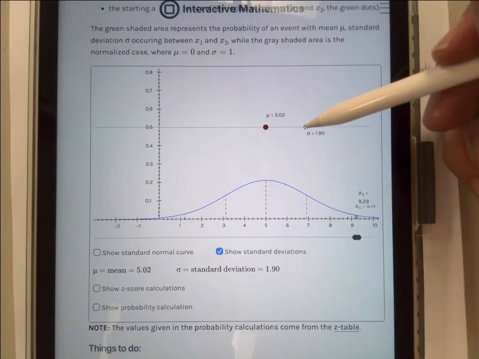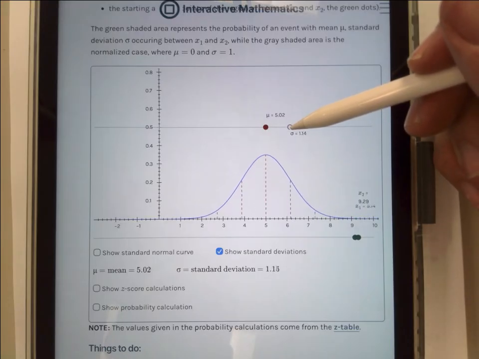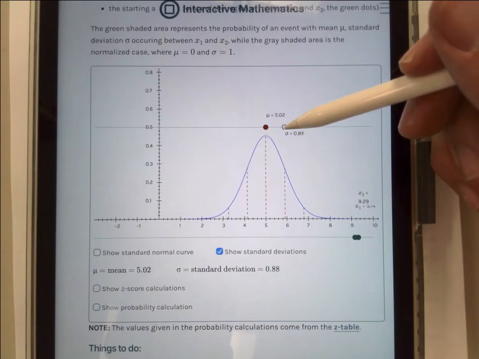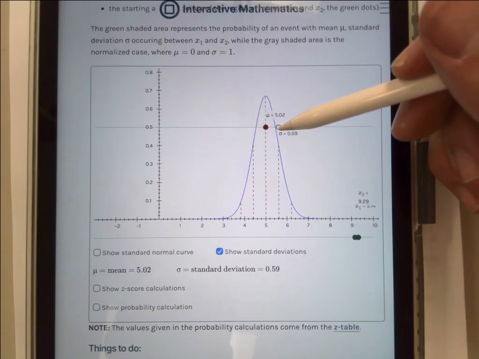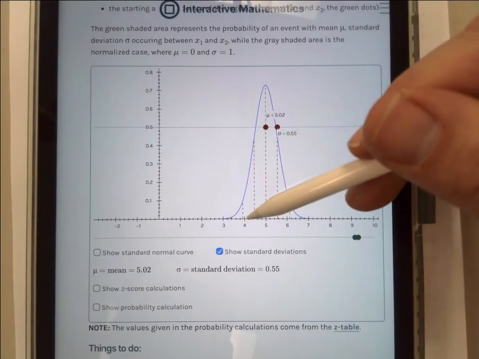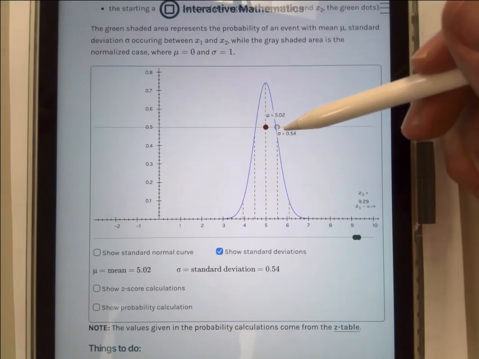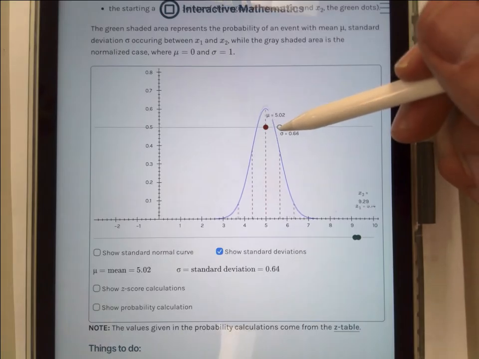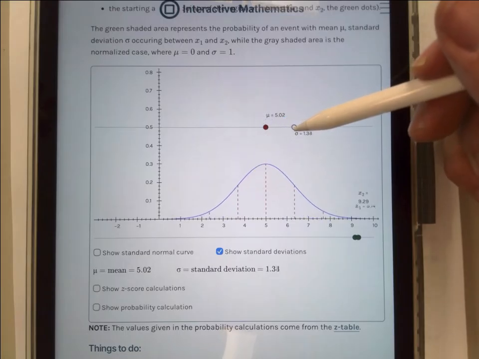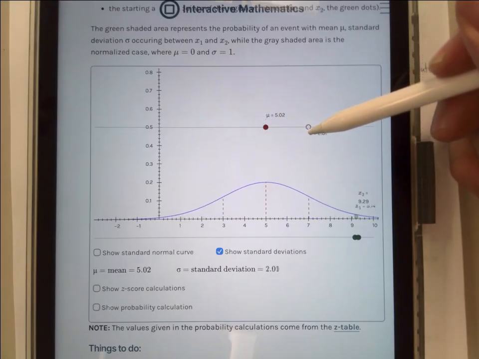If the standard deviation is smaller, it compresses the curve, right? So the values will be really close together along the x-axis. If I make it bigger, we're spreading out.